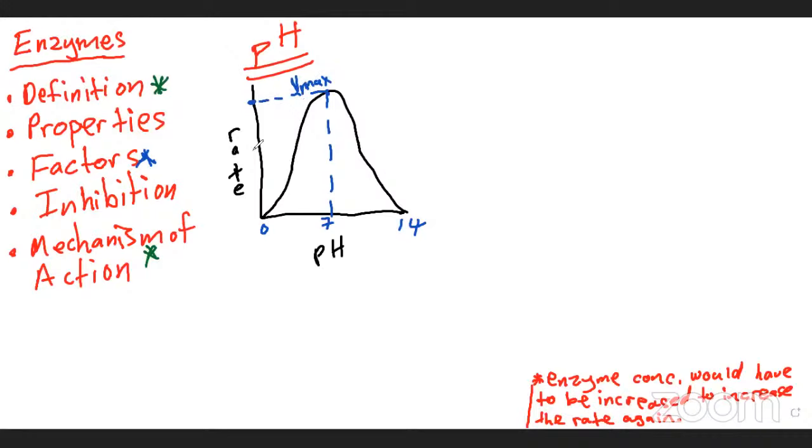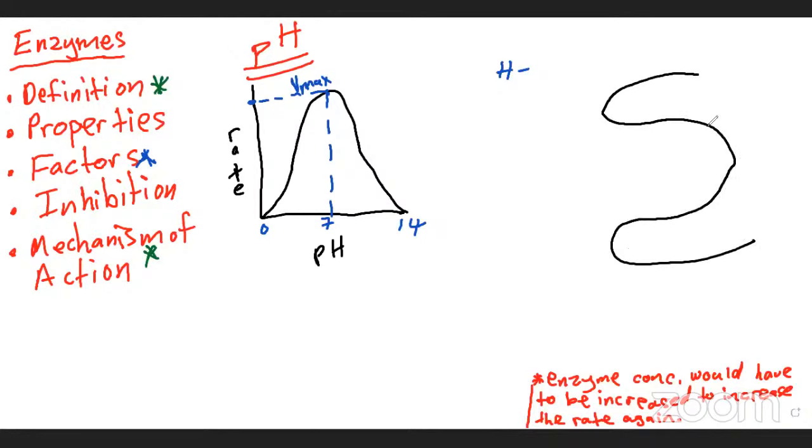All right, so how does pH affect enzyme? When you come to pH now, you have to remember that enzymes are protein. And they are held together by certain forces, all right? So let's say this is your protein, and it's folded, right?